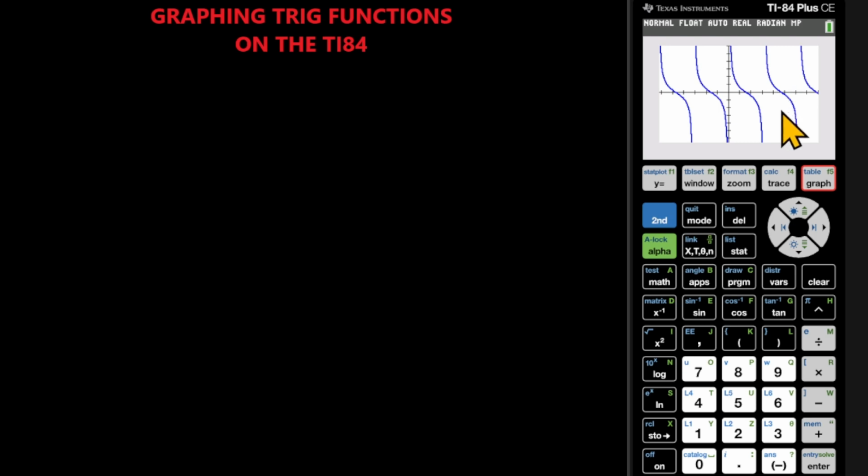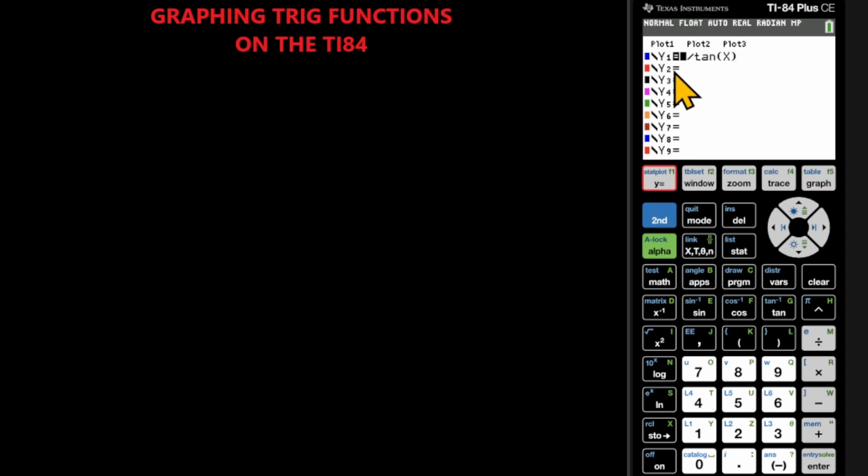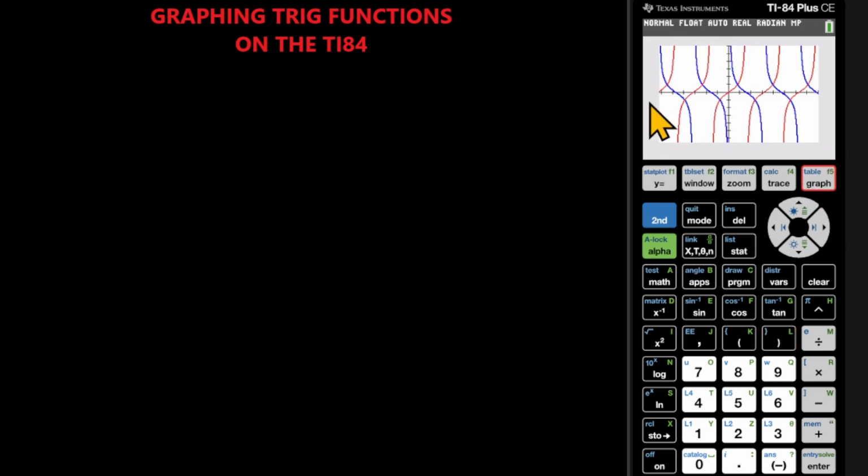Let's say that I wanted cotangent and tangent on the screen at the same time. I would go to y equals, and I would come down to y2 for a second equation. And here I would put tangent x, close parentheses, and then push graph. Now it's showing both of them, and if you have the color version of the TI84, this is a plus CE, so it's in color, you would have both on the same graph and in different colors so that you can contrast them.